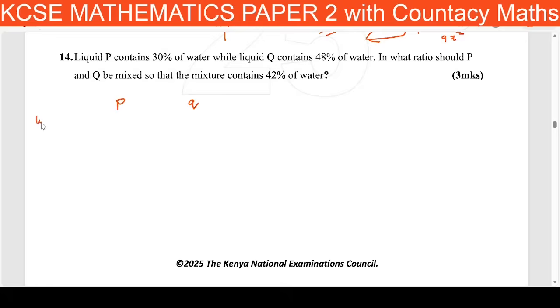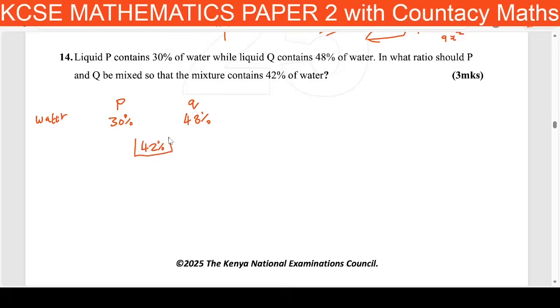So the components that we have is water. I don't really think there is any other components. So we put this in a tabular form. We are told that it is in the form of 30%, and the other one is 48%. Amazing. Let's go ahead. In what ratio should P and Q be mixed so that the mixture contains 42% of water? So we want this one to be 42%.